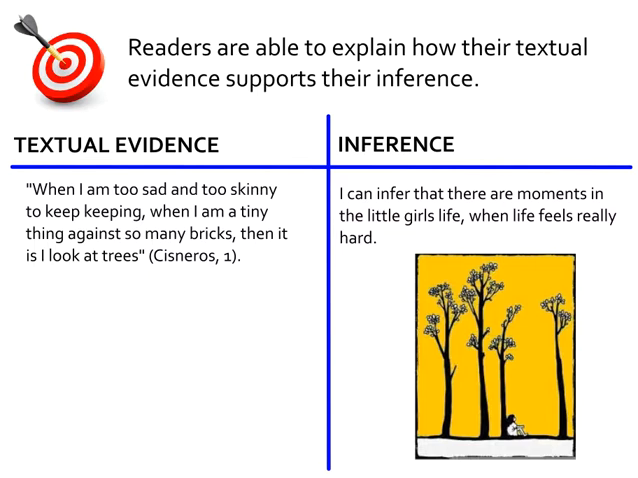Remember, this is the poem about the little girl who looks to the trees that are growing through concrete when life feels too hard. In the last stanza, she writes, "When I am too sad and too skinny to keep keeping, when I am a tiny thing against so many bricks, then it is I look at trees." So from that evidence, I can infer that there are moments in the little girl's life when life feels really hard. So what I'm going to do now is take my inference and turn it into a claim statement.